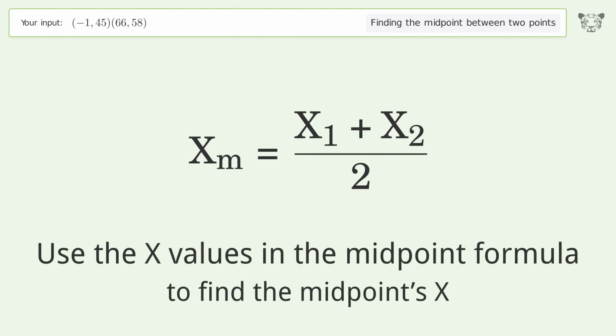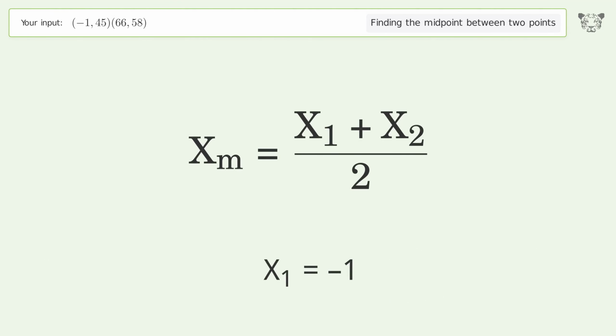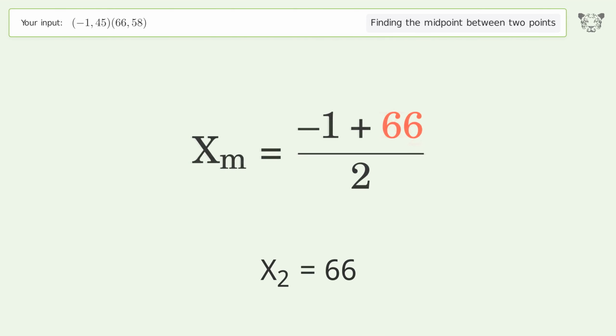Use the x values in the midpoint formula to find the midpoint's x. x1 equals -1. x2 equals 66. Simplify the arithmetic.